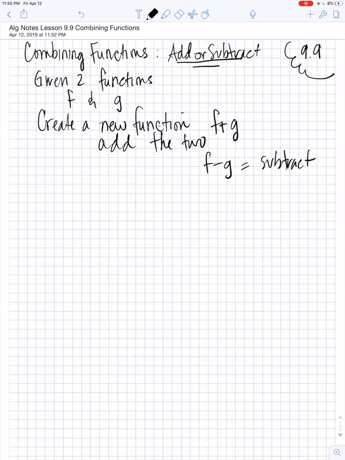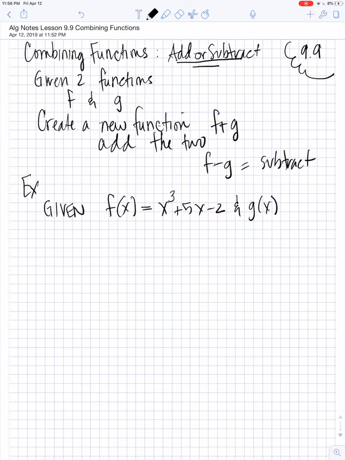So let's just look at examples of that. So here we go. Here's an example. Let's give two functions. Let's do f of x equals, let's make it x cubed plus 5x minus 2. And then let's give us another function, given that g of x equals x plus 7. Well, then let's just look at adding them.